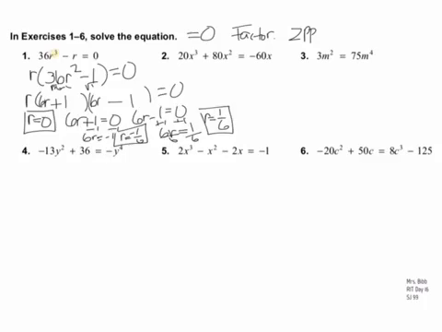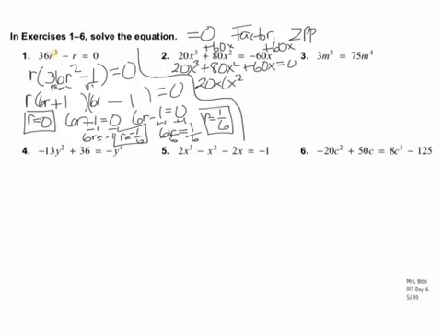My 3 solutions are 0, negative 1/6, and positive 1/6. Now let's look at the next one. I'm going to move that 60x to the other side. Let's see. They'll go in descending order: 20x cubed plus 80x squared plus 60x equals 0. Greatest common factor looks to be 20x.